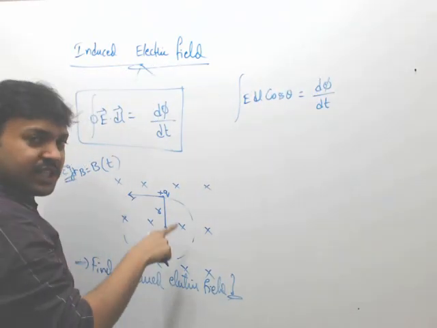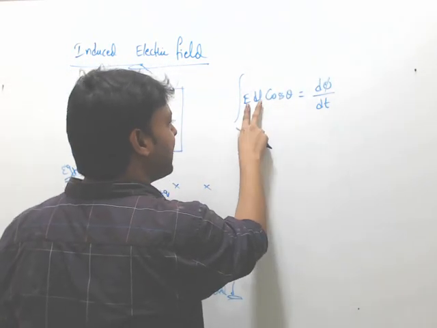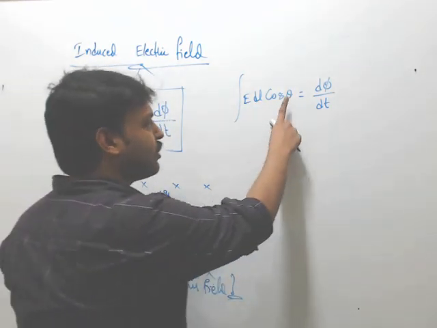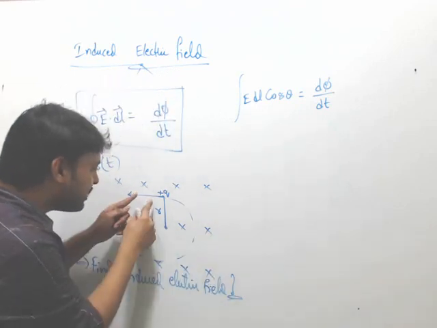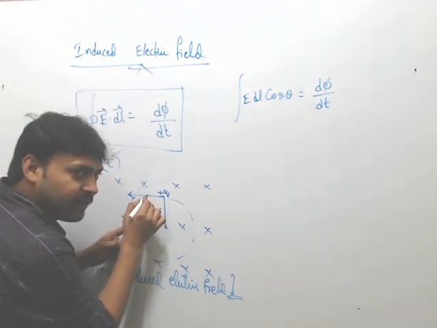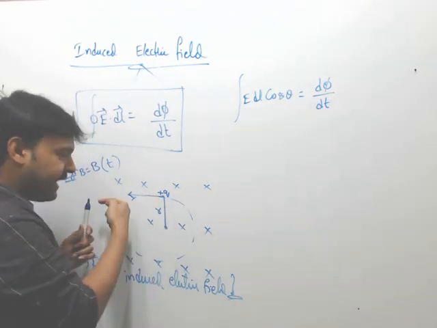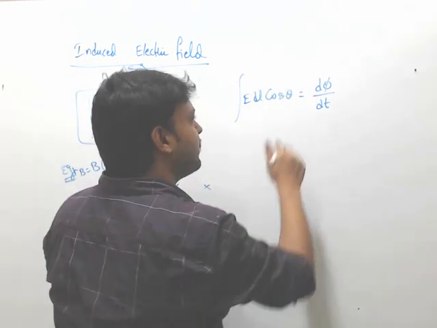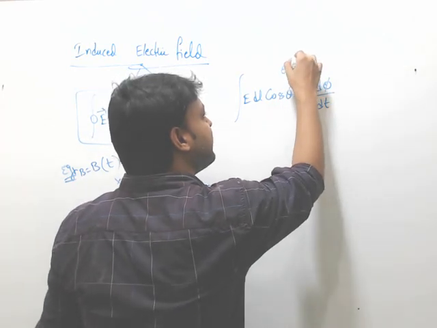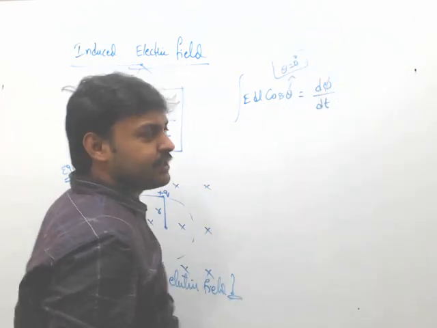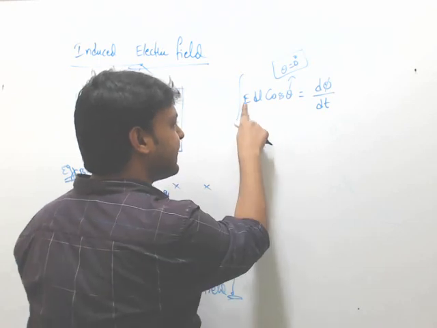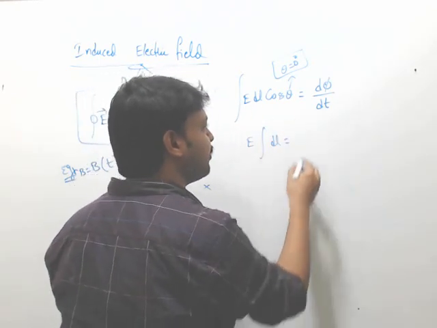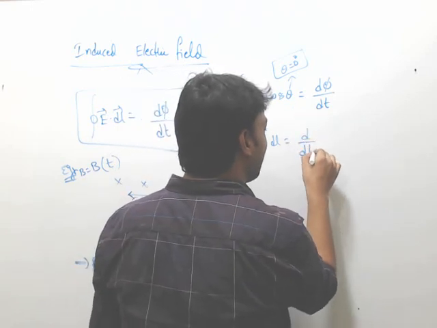Now the electric field is constant throughout, and what is the angle between E and dl? E is in this direction, dl also in the same direction, so cos 0 is 1. Dl in the sense you have to consider a small element here. That element direction as well as electric field direction will be the same. So theta value is 0, cos 0 is 1. Next, E dl, electric field constant throughout, integral dl, which is equal to d by dt of flux.